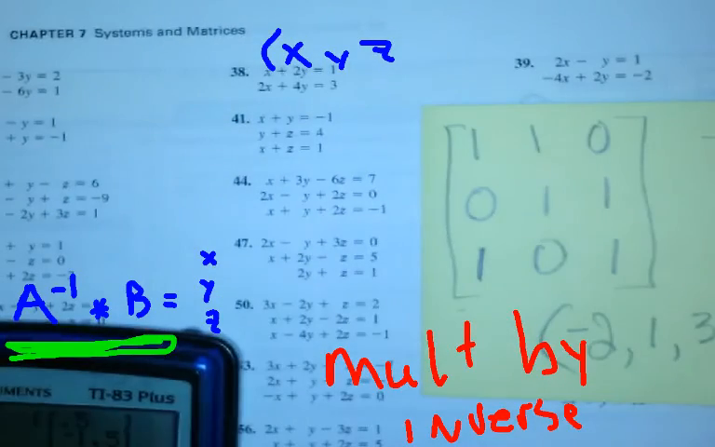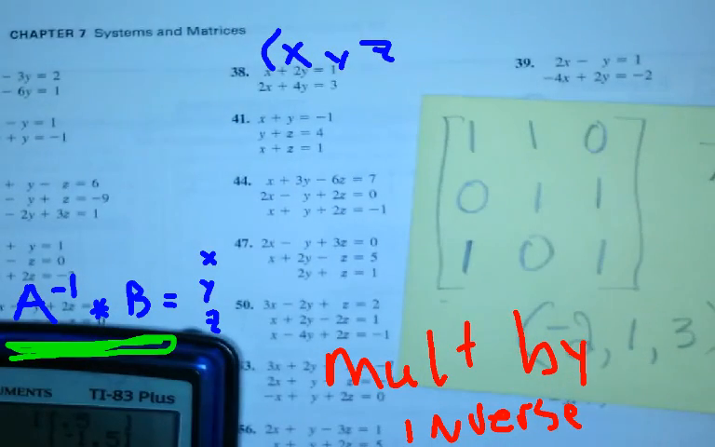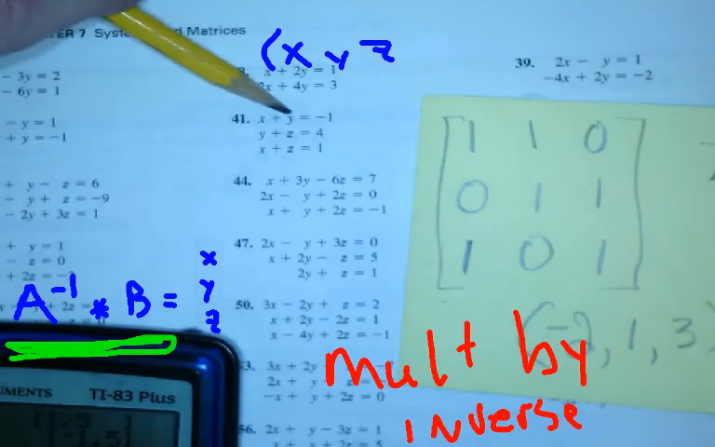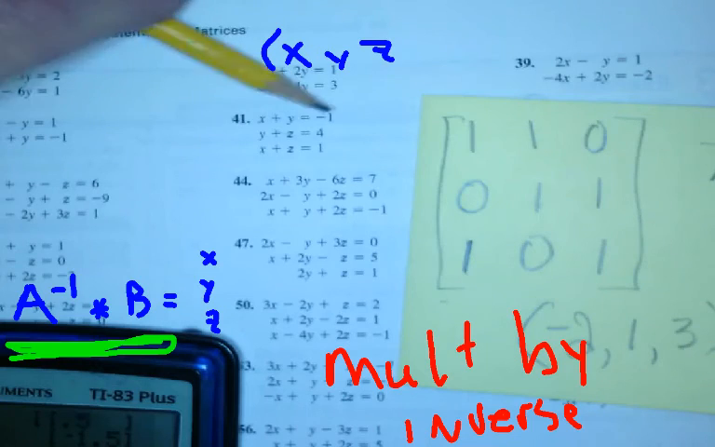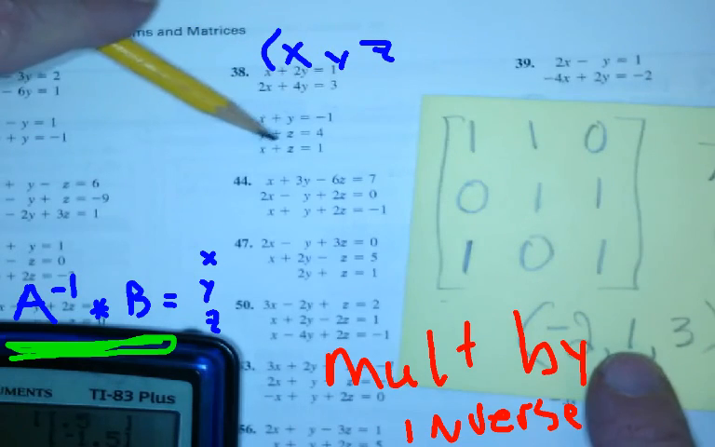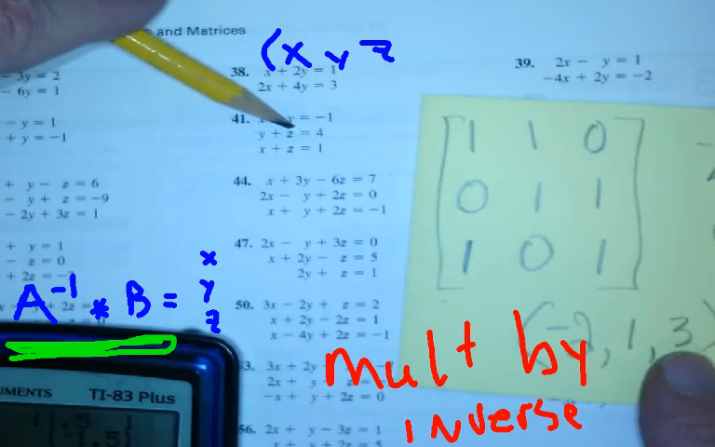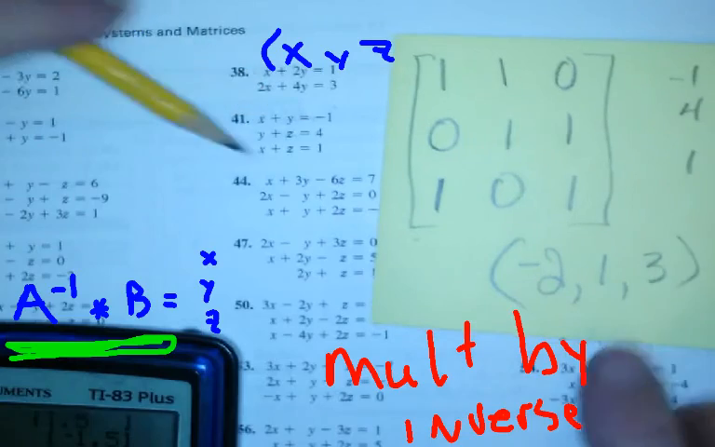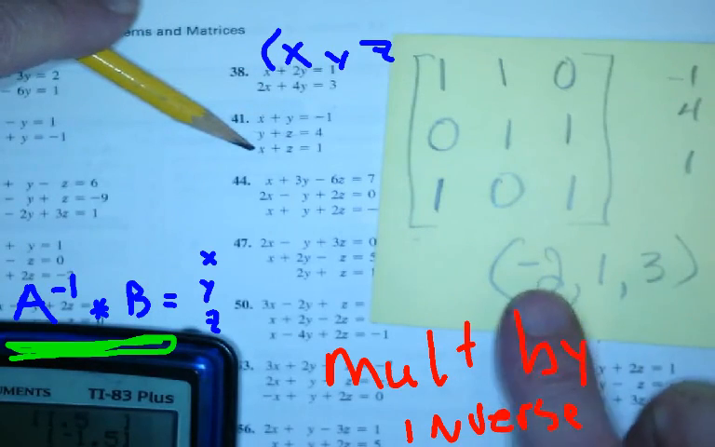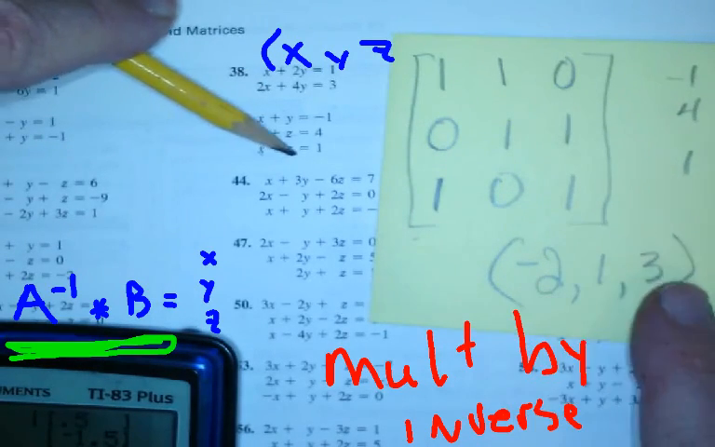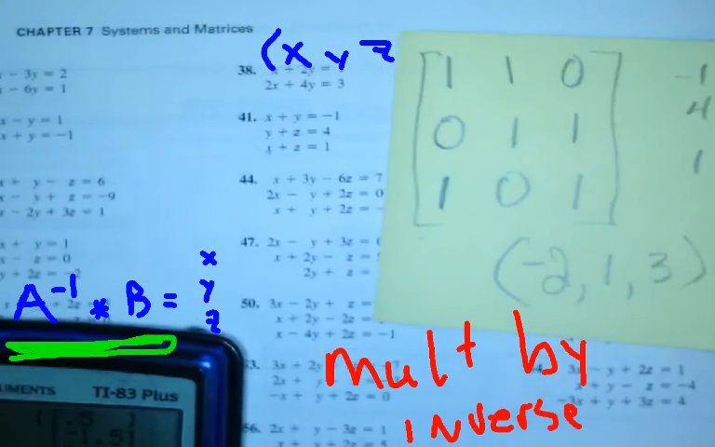Really? Yeah, and you can check it. Look here. -2 plus 1 is -1. Okay. How about 1 plus 3? Hey, that's 4. How about x and z? -2 and 3. Hey, that's 1. It works. Hooray.